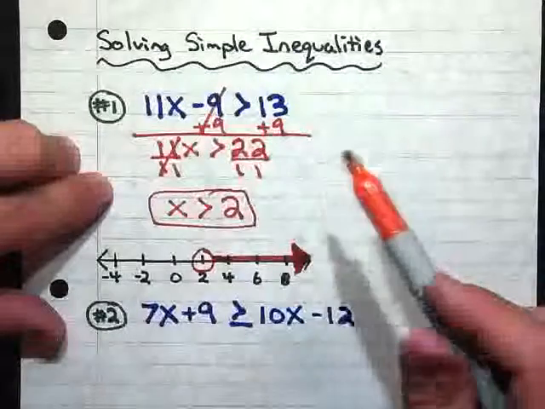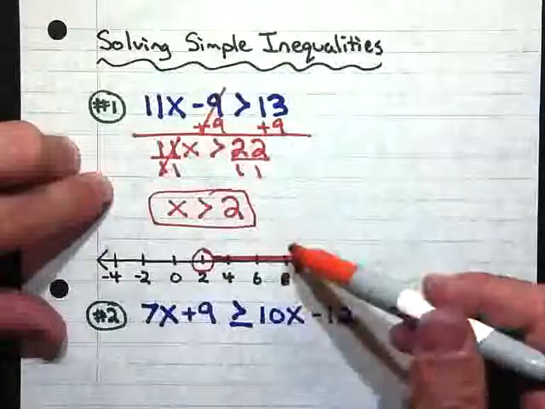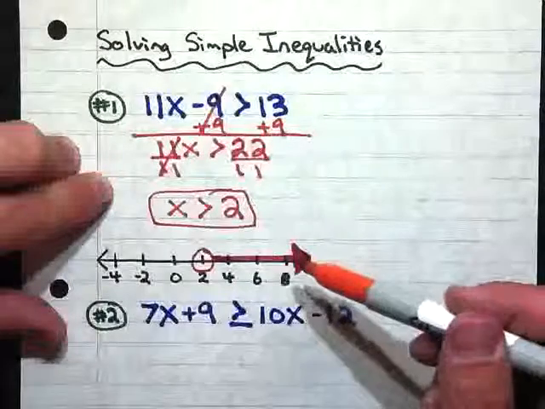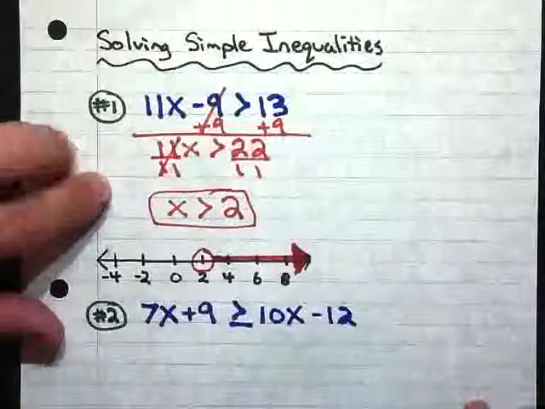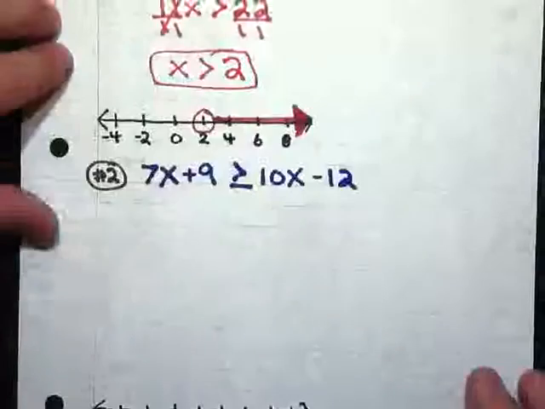Now when we solve linear inequalities, we have to have both parts. We have to have the solution and the graph of it. So let's go ahead and take a look at our second example.